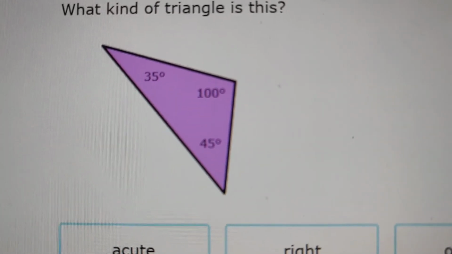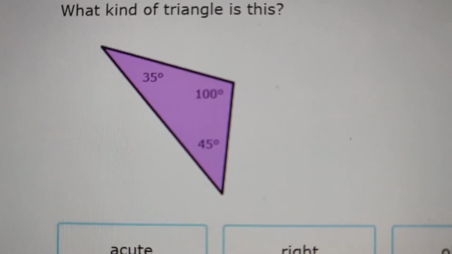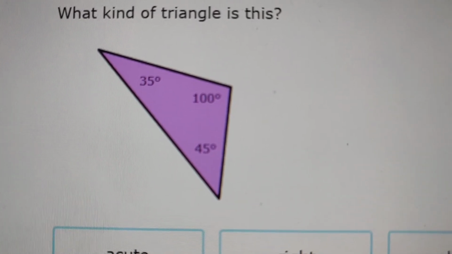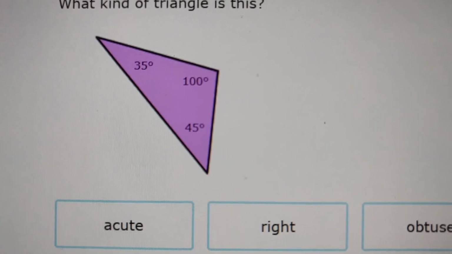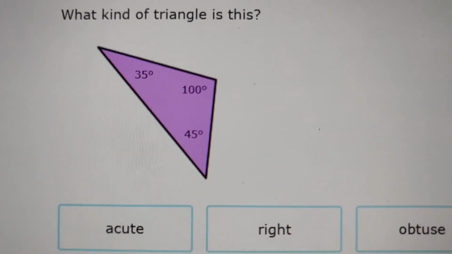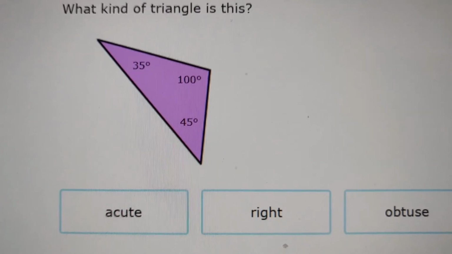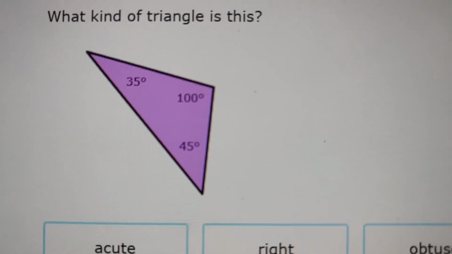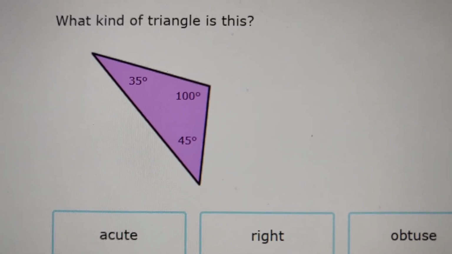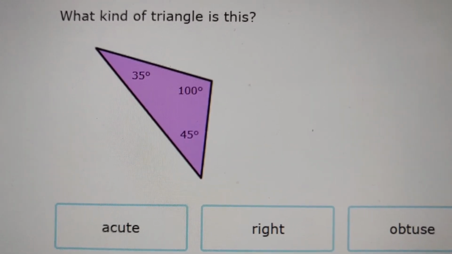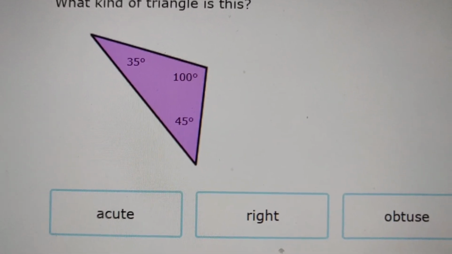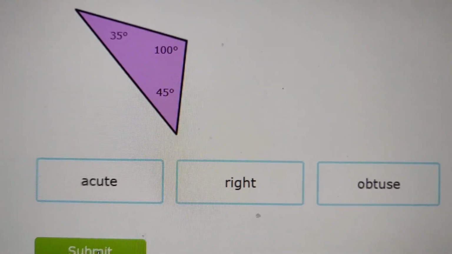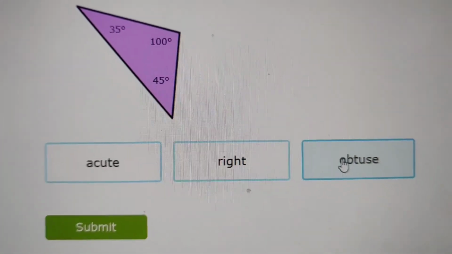Go ahead and take a look at this one, pause your video, and figure out whether it's acute, right, or obtuse. Okay, welcome back. You should have noticed that one of the angles is 100 degrees, that angle is obtuse because any angle greater than 90 degrees is obtuse, and a triangle with one obtuse angle is an obtuse triangle.